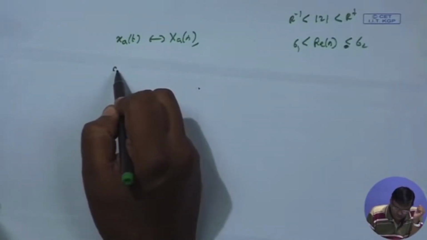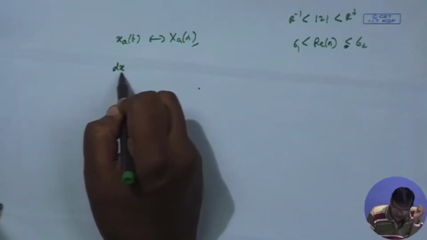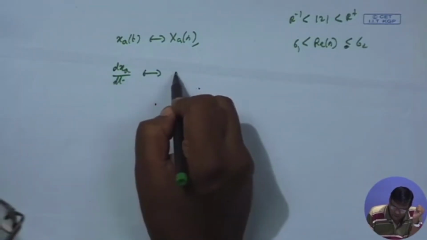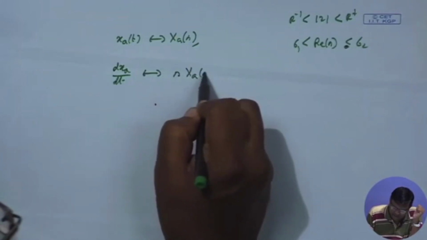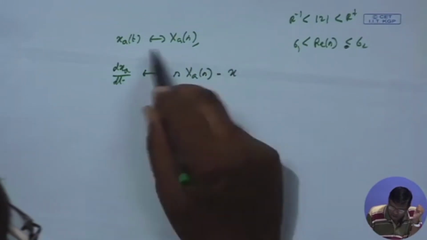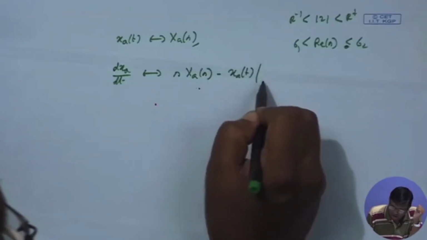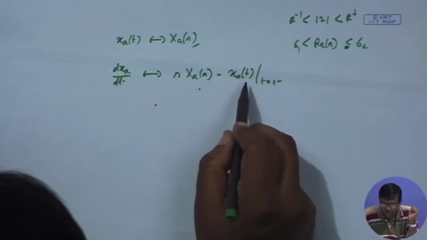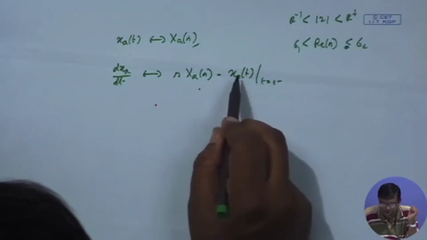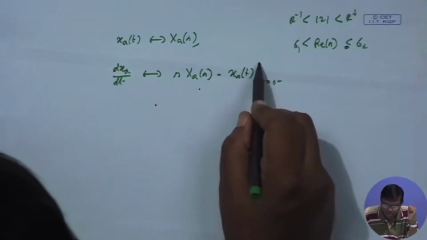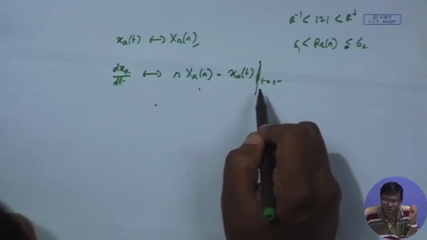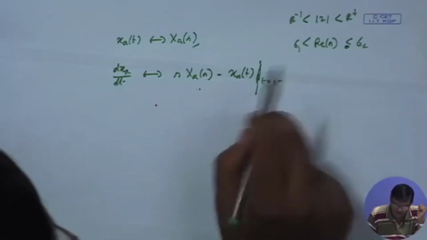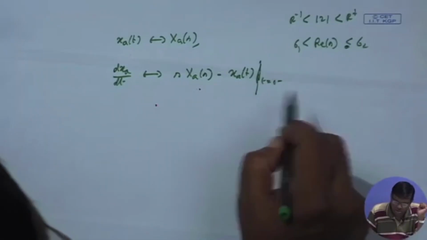Then dx_a/dt, its Laplace transform is given by s times X_a(s) minus this function at t equal to 0 minus. So, it is the initial condition. At 0 minus, it is the initial condition. But I am considering that the signal and system will all be switched on at t equal to 0; at t equal to 0 minus they are 0. So, at 0 plus the signal comes and all that. So, this x_a(t).